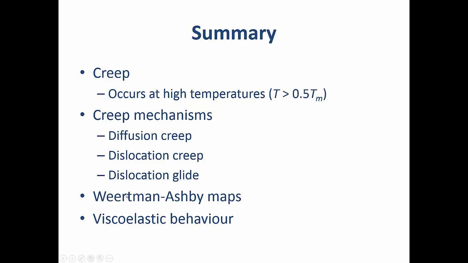This is captured on a Weertman-Ashby map, and we looked at 2 maps for tungsten and showed that essentially creep is reduced by having larger grain sizes. Looked very briefly at the Larson-Miller type approach to extrapolation and showed an example calculation, and finally also very briefly at viscoelastic behaviour.